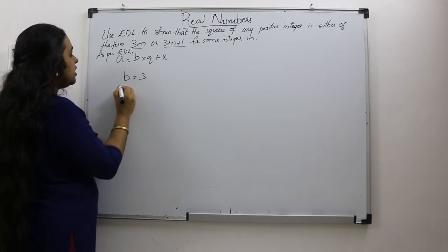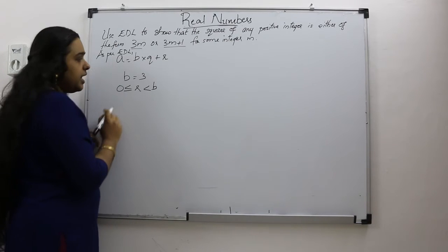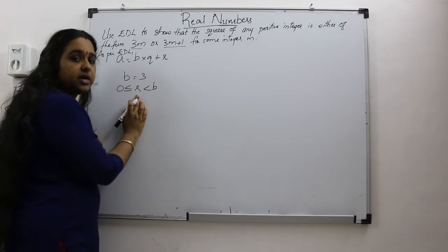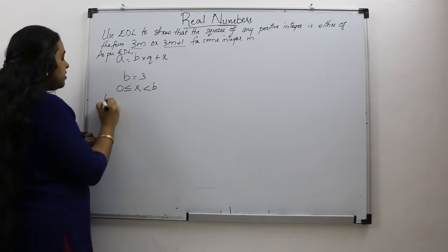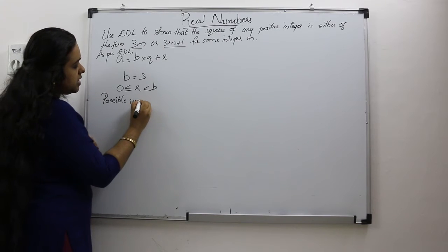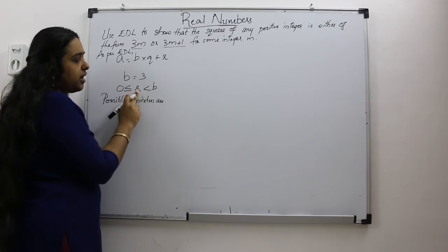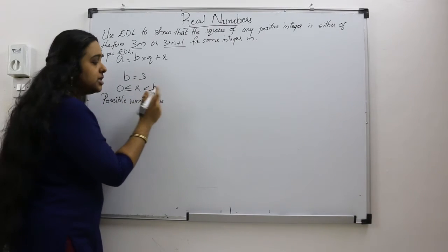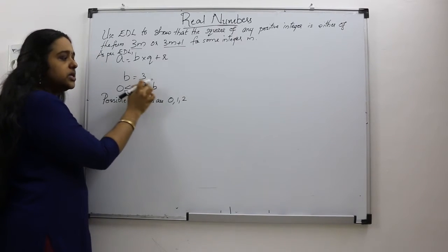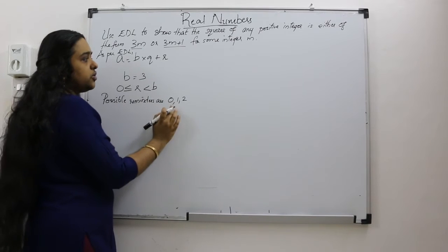We know 0 less than or equal to R less than B. Once B is given, we know the possible outcomes of the remainder R. Since B equals 3, R will always be less than B, so the possible remainders are 0, 1, 2.